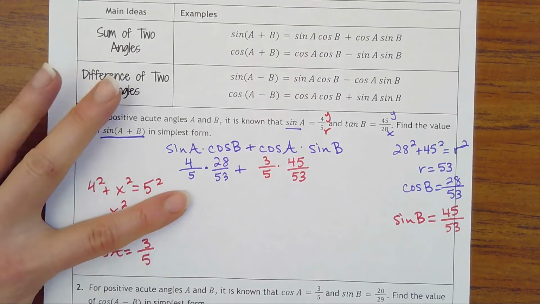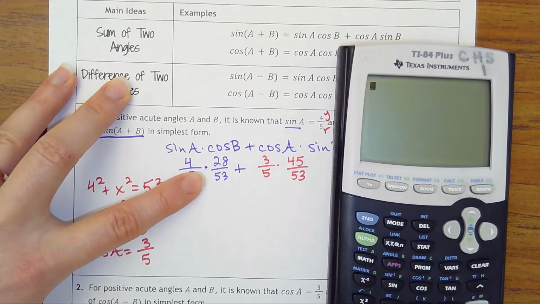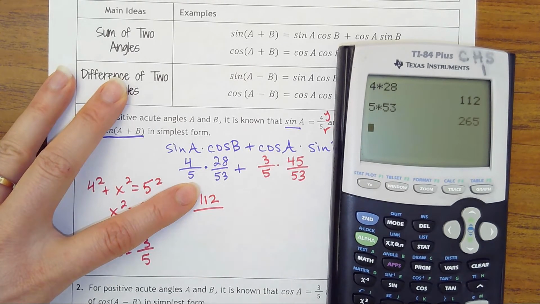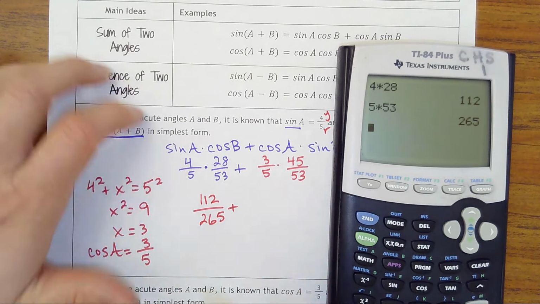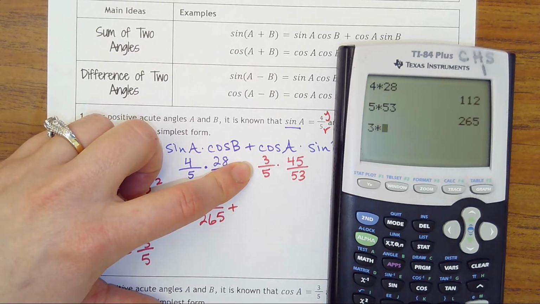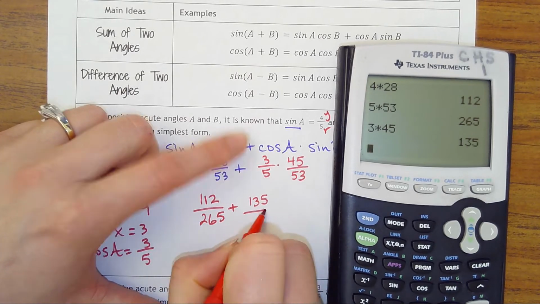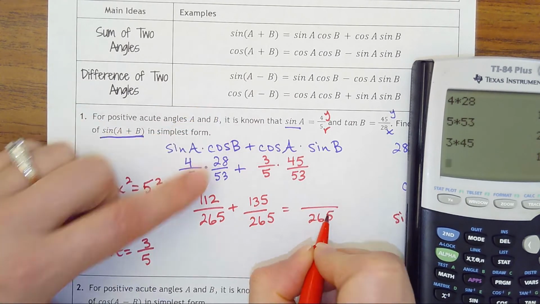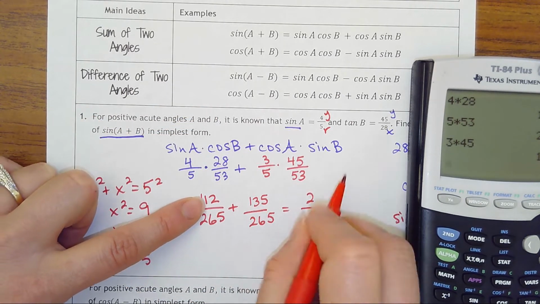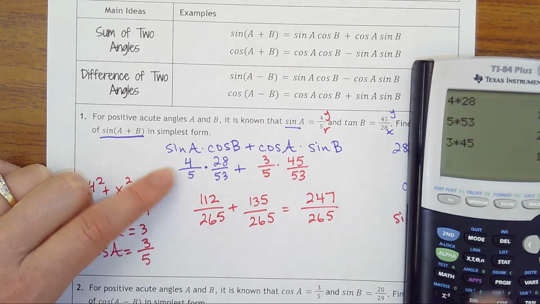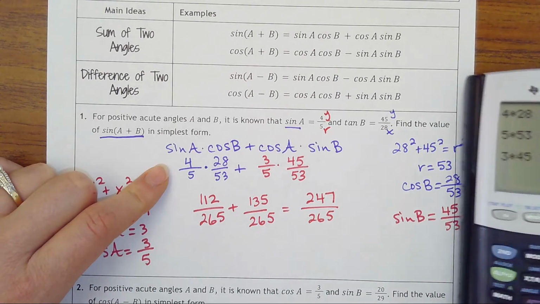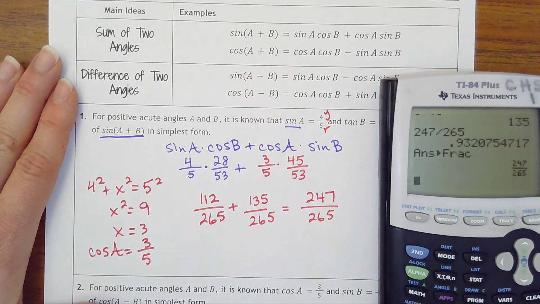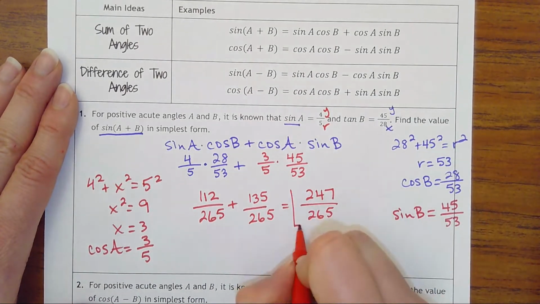Because these are such big numbers, let's put them on our calculator. We'll have 4 times 28, 112 over 265. You could put it all on your calculator at once if you want. That would be 135 over 265. Then you're just combining your numerators. 112 plus 135 would be 247. I'm sure that probably can't be reduced, but let's check. Nope. And that's your answer.